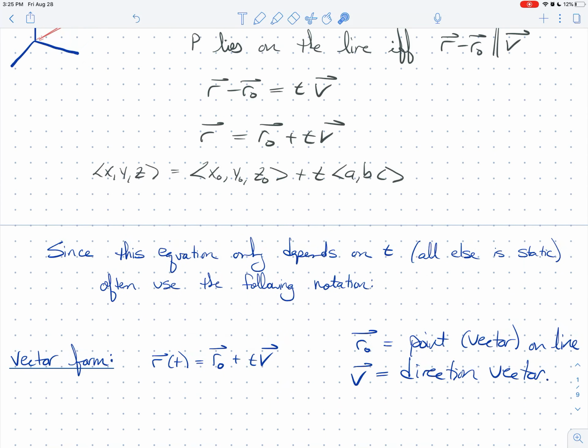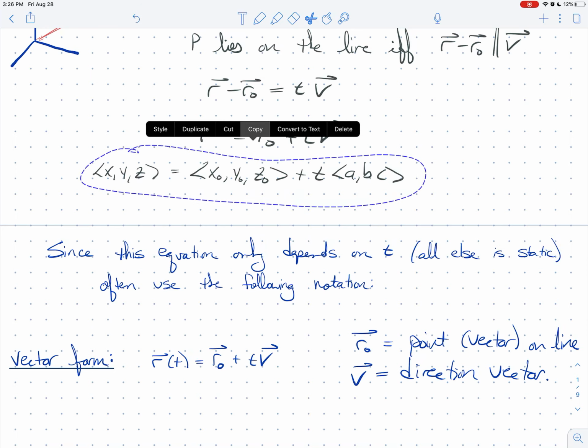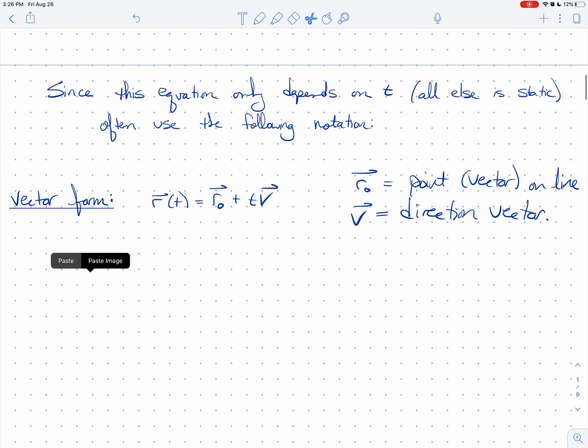We'll often actually think about this side as not just r, but r of t. It's a function of t. We'll talk about this more a little later in the chapter. And so my r naught, again, is a point, but I'm thinking of it as a vector on my line, and v is the direction vector of the line. And so let's take this equation right here, and let's actually copy it and drop it in here.